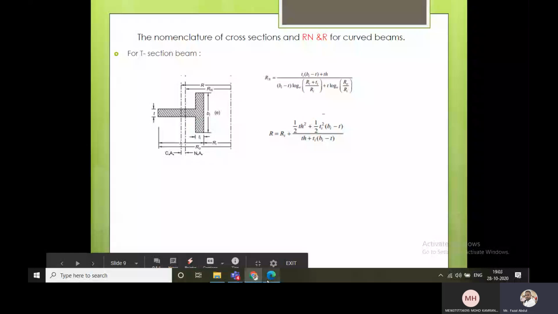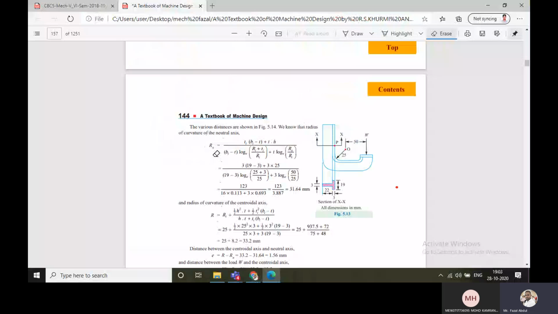So see here, Rn value we are calculating. What is the Rn value? Just now we calculated Ti into Bi minus T plus T into H, Bi minus T into log e. He calculated, we substituted all the values. Whatever parameters are required for these formulas will all be given in the question. So Rn value he calculated.